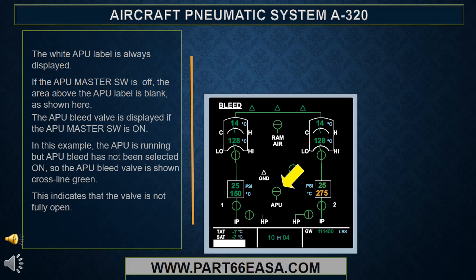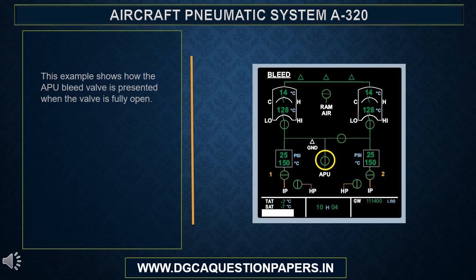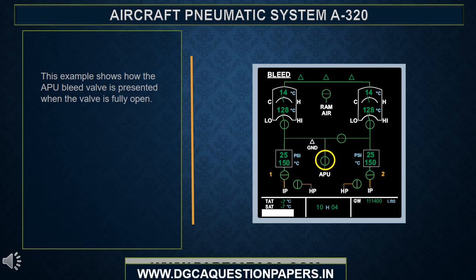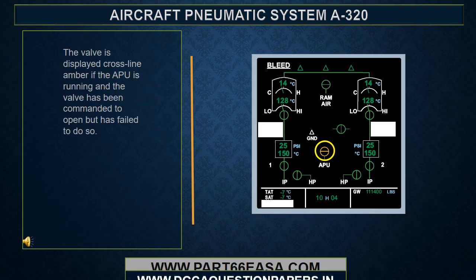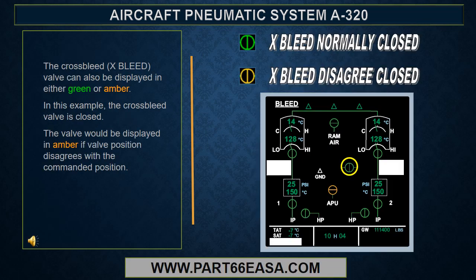In this example, the APU is running but APU bleed has not been selected on, so the APU bleed valve is shown cross-line green. This indicates that the valve is not fully open. This example shows how the APU bleed valve is presented when the valve is fully open. The valve is displayed cross-line amber if the APU is running and the valve has been commanded to open but has failed to do so.